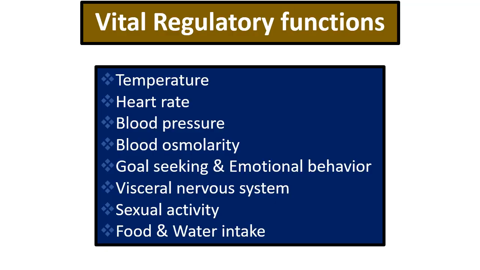Then vital regulatory functions. What about the functions of this hypothalamus? It is responsible for temperature, heart rate, blood pressure, blood osmolality, goal seeking and emotional behavior, visceral nervous system and sexual activity, food and water intake. For all these purposes, the hypothalamus is very important. And also for the releasing of melanin, the skin color. The melanin pigment is released by the influence of this hypothalamus only.